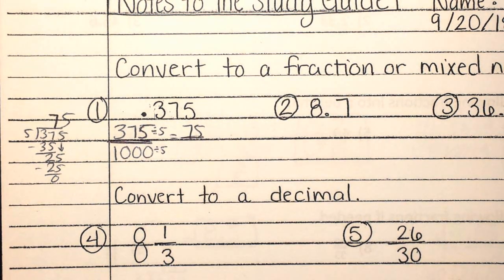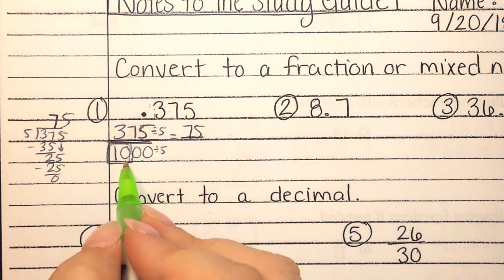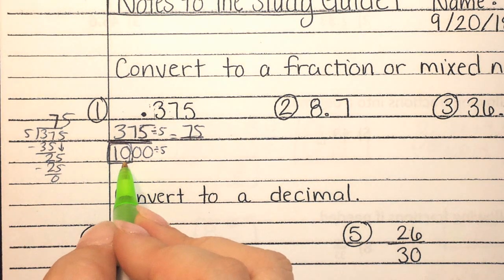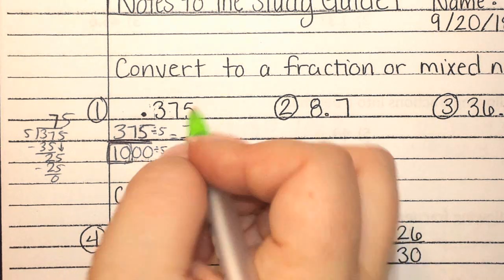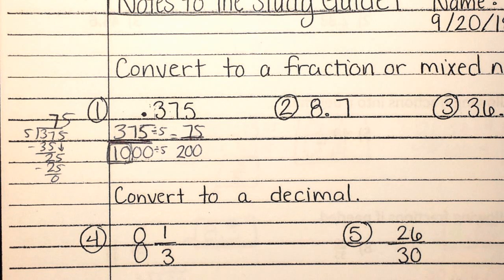All right, the way I like to do the bottom is I know 5 can go into 10. Do y'all see that 10 that I'm putting a box around? 5 will go into 10 how many times? 2 times, and then I'm going to leave the 2 zeros next to it. So 200. All right, is that a good answer for this problem?